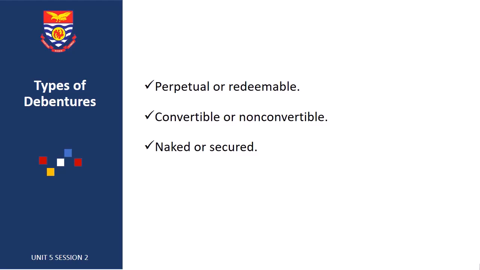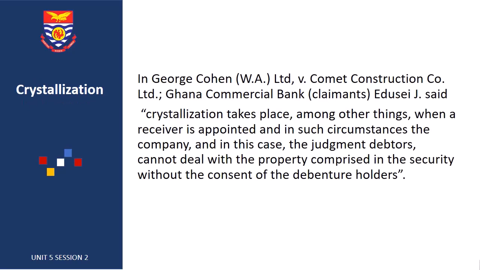With the secured debenture, we have 2 types. We have debenture secured by floating charge and debenture secured by fixed charge. The floating charge is an equitable charge on the assets, the whole assets or specific parts of the assets of the company, whilst the fixed charge is a charge which is created on the specific assets of the company.